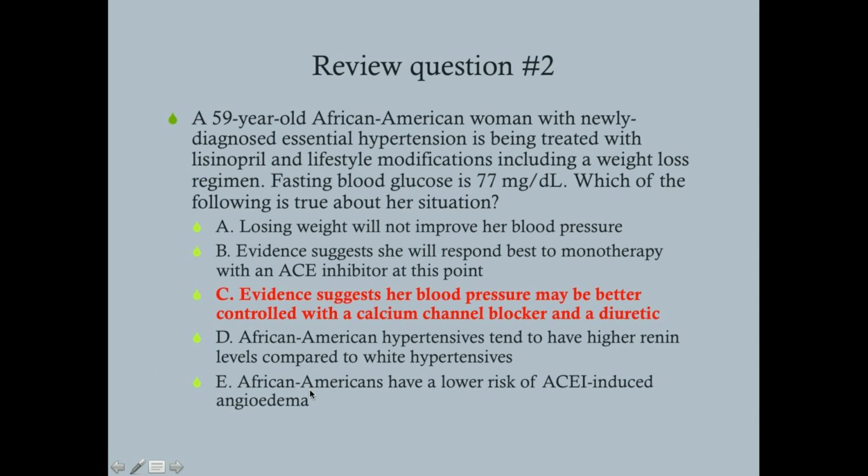And then E, African Americans have a lower risk of ACE inhibitor-induced angioedema. That is patently false. They have a 5-time higher risk of angioedema from ACE inhibitors. So the answer is, in fact, C. Evidence suggests that her blood pressure may be better controlled with a calcium channel blocker and a diuretic. So Norvasc, amlodipine, is the one that I've seen most commonly used with preference for African Americans.